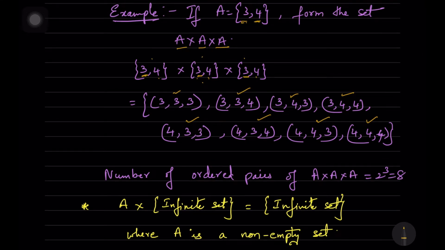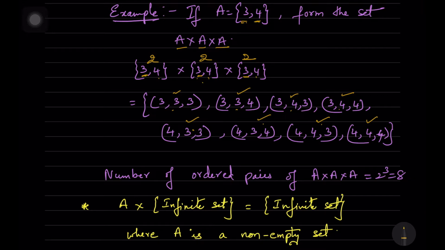Next, number of ordered triplets of A cross A cross A is equal to, now you can see here, this is 2, this is 2, this is 2. So it is nothing but, how many ordered triplets did you get? 1, 2, 3, 4, 5, 6, 7, 8. So 2 cubed is equal to 8. So the number of ordered triplets of A cross A cross A is equal to 2 cubed, which is equal to 8.